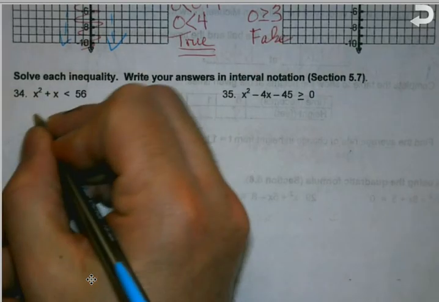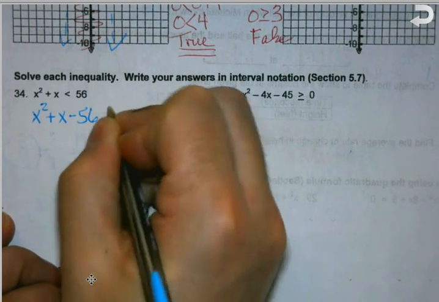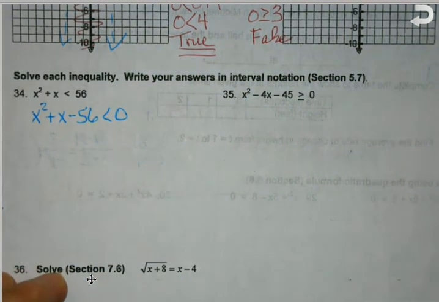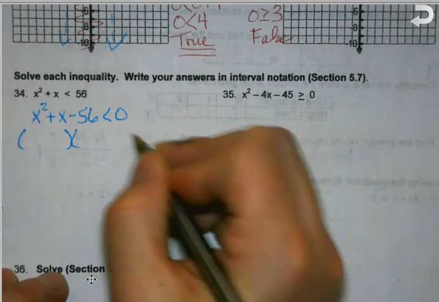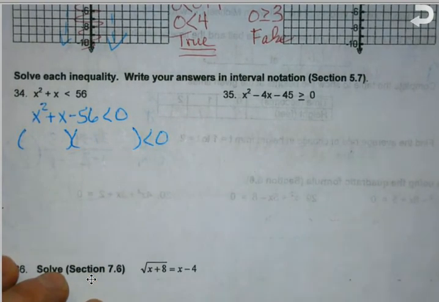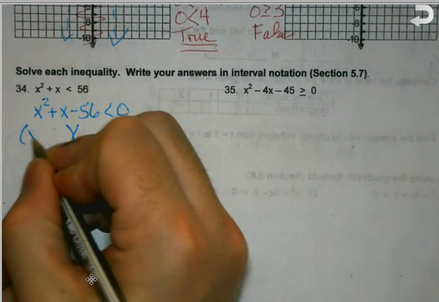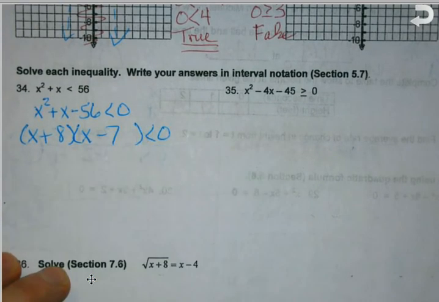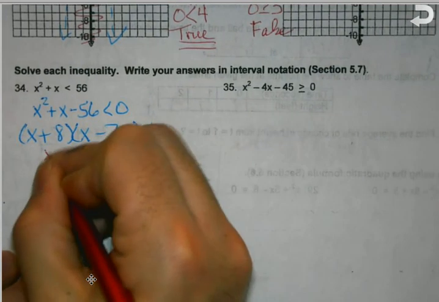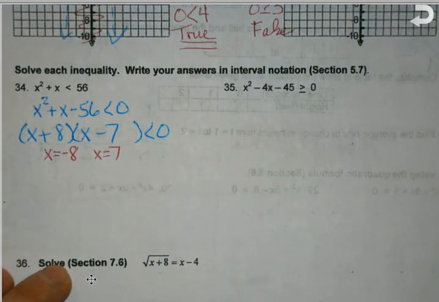If we're going to do it algebraically, we need all of our terms on the x squared side. So I'm going to minus the 56 over. Then I'm going to factor it, because I need to know what areas I'm going to be testing on my line. So I need two numbers that multiply to negative 56 and add up to 1. 8, negative 7. So my points that I'm going to test once I set those equal to 0 are cutoff points at x equals negative 8 and x equals 7.